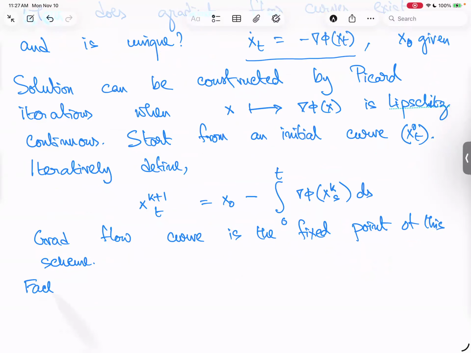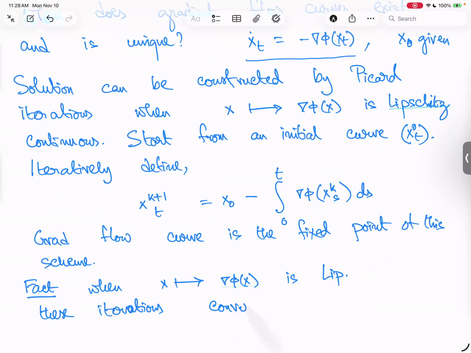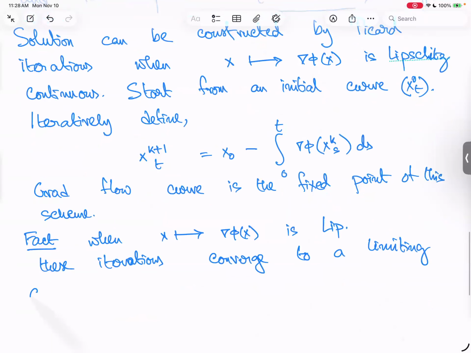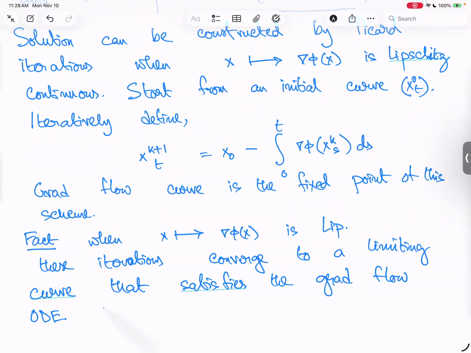So in fact, when x to gradient of phi of x is Lipschitz, these iterations converge to a limiting curve that satisfies the gradient flow ODE. Moreover, this curve is unique.